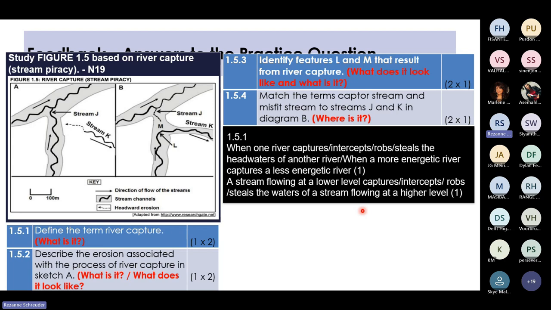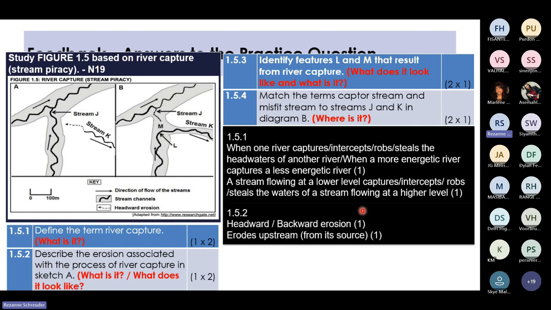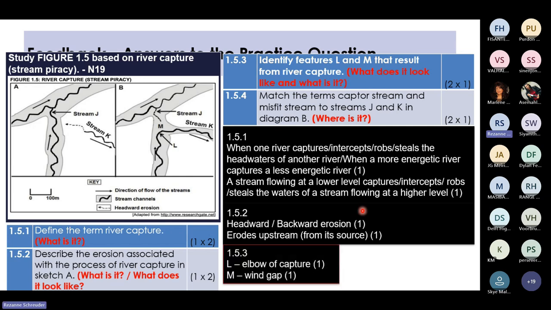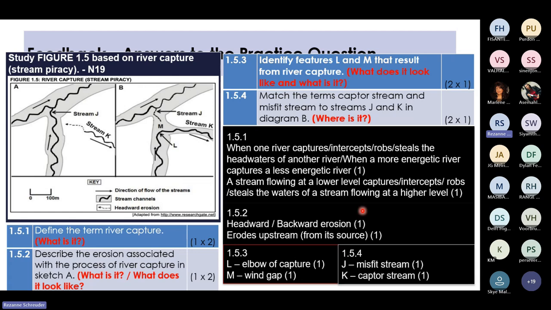1.5.2, they ask us to describe the erosion associated with the process of river capture. That is headward erosion, and it erodes upstream. 1.4.3, so L is the elbow of capture and M is the wind gap. At 1.5.4, J would be the misfit stream and K the captor stream.